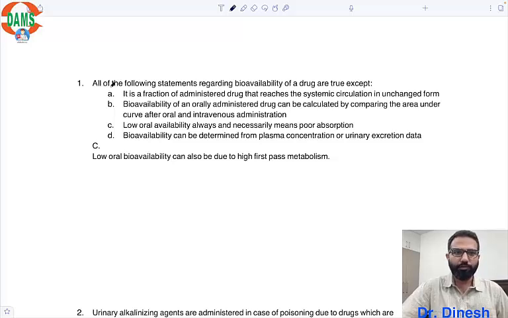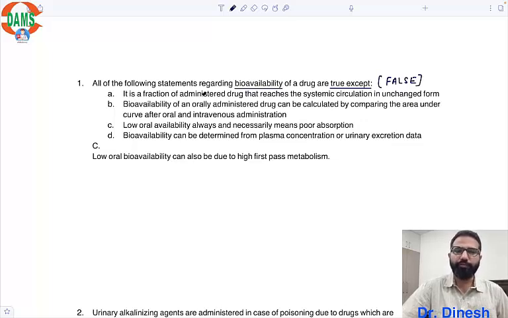Question number 1: all of the following statements regarding bioavailability of a drug are true except. The question is about bioavailability, one of the important topics, and it is a true-except question. It means they are asking about the false statement. Which is the false statement out of these? Let's see one by one.